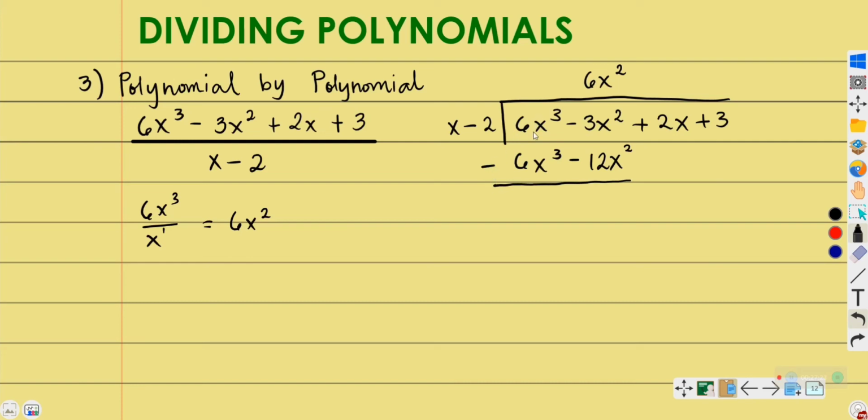Siyempre, when we subtract an expression to itself or from itself, the answer is 0. So, i-cancel na natin to kasi 0 na siya eh. Kumbaga, 5 minus 5, 0. 1 minus 1, 0. E di 6x cubed minus 6x cubed is 0 na din. So, ang isusubtract na lang natin is negative 3 and negative 12.